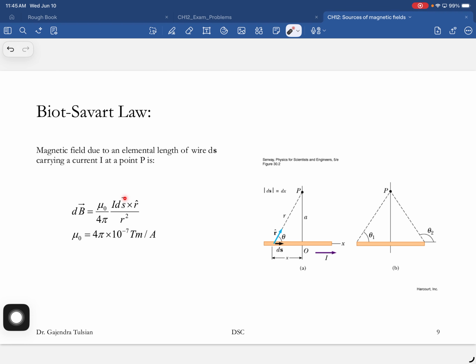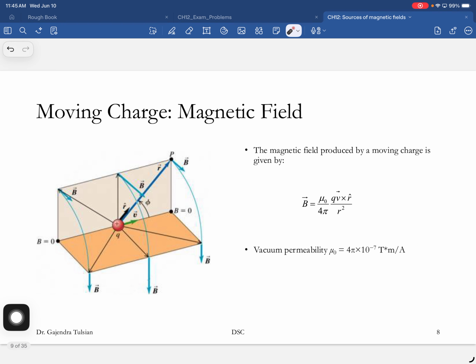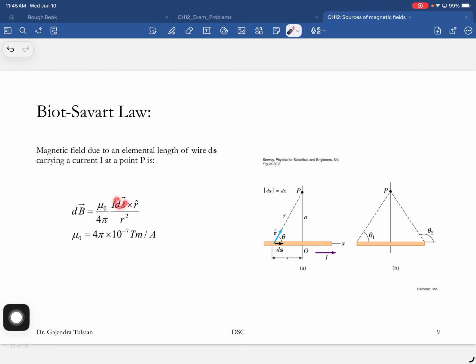So that's what this is. This is the number of charges times q times their velocity, and that reduces to the current times ds, where ds is the length. That gives you the total number of charges moving times the speed, so this part would give you n times q times v. So if you have a bunch of charges moving, that's the magnetic field produced at that point due to this element of the current.